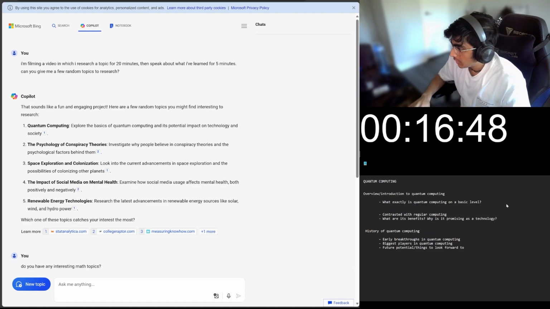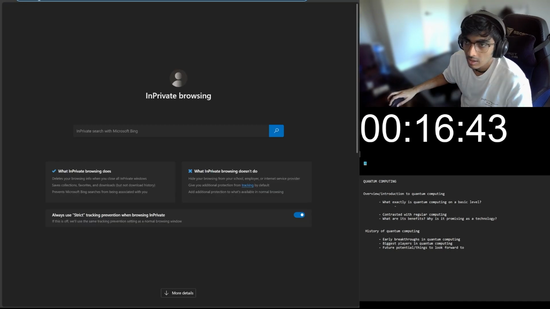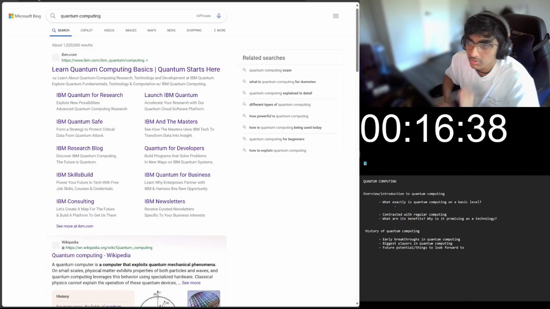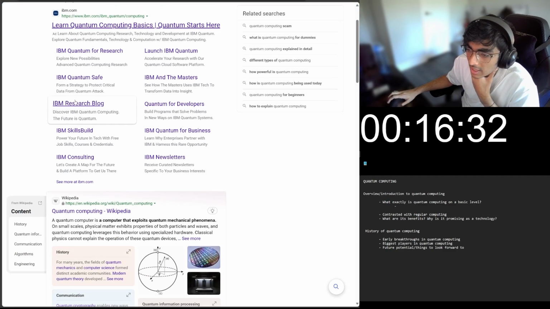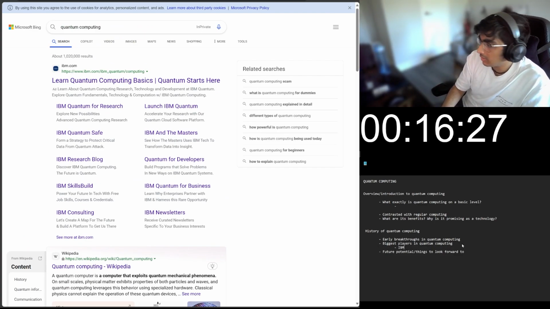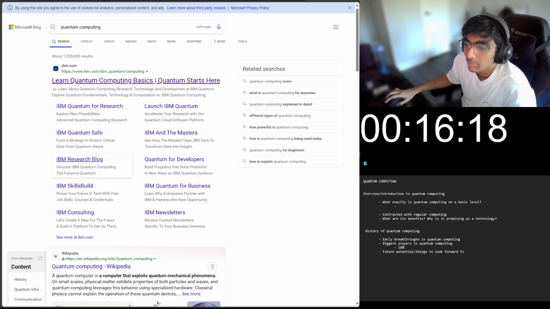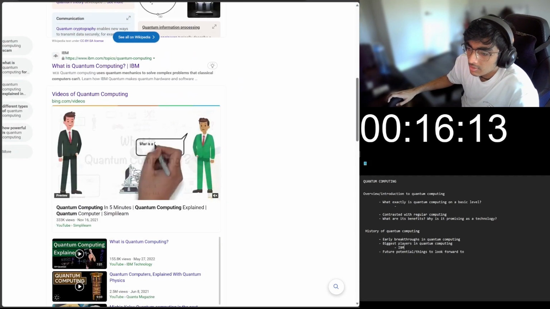So to start with, what exactly is quantum computing on a basic level? You can never go wrong just searching the thing up on Google, right? Or on Bing. It's interesting to know that the first result that shows up is actually this IBM result. So I'll probably put IBM under biggest players, and we can learn more about that in the future. Learn quantum computing. Oh, this is an ad. Okay, this is an ad, but we know IBM is a big company, and they're probably investing into quantum computing if they have this ad up here, right? So that's good to know.